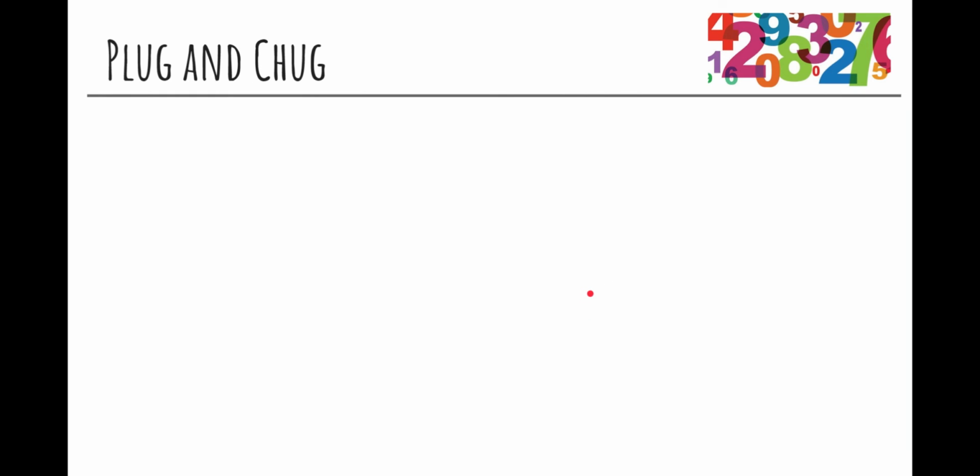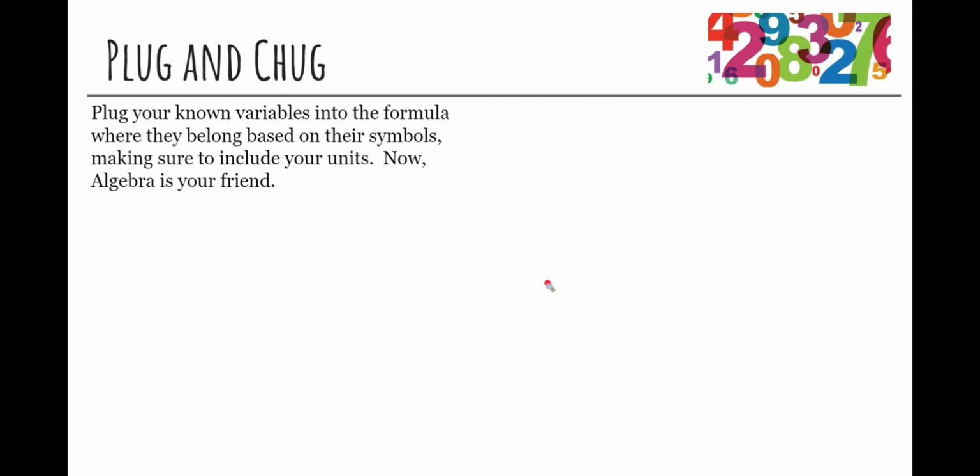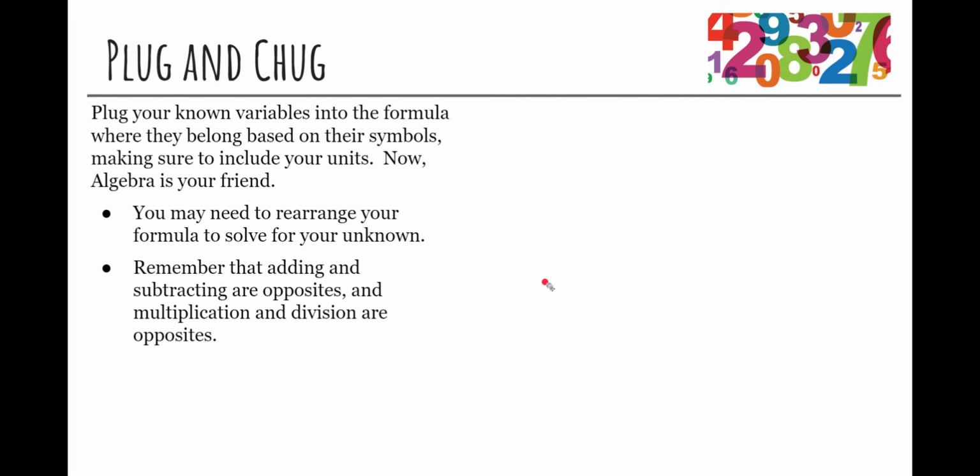Now that I've selected a formula, it's time for the actual mathematics, the plug and chug portion, as I like to call it. We need to plug our known variables into the formula where they belong based on their symbols, making sure that we include our units. And now it's all about the algebra. We may need to rearrange the formula to solve for our unknown. When that happens, remember that adding and subtracting are opposites and multiplication and division are opposites, and that what you do to one side of the formula, you must also do to the other.